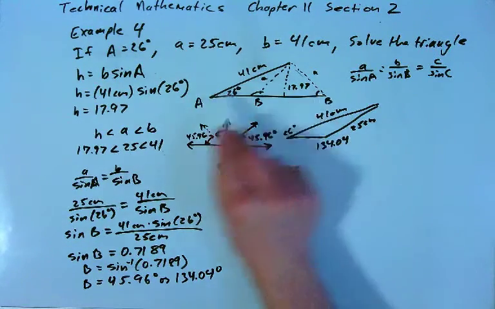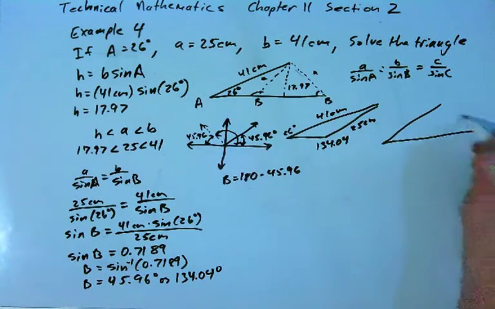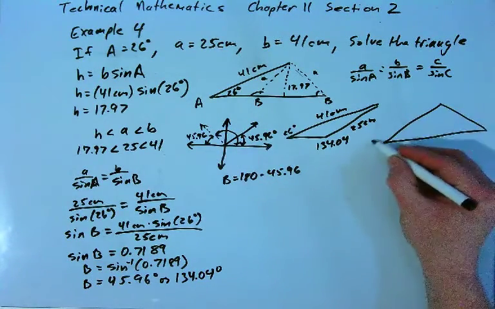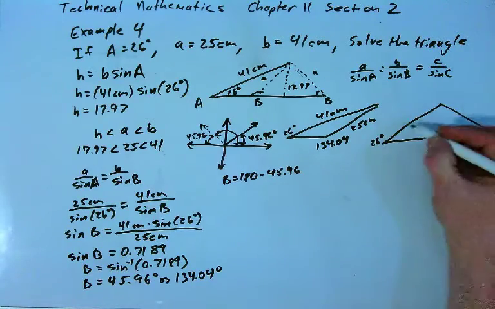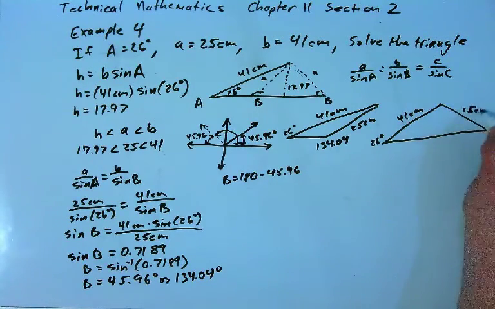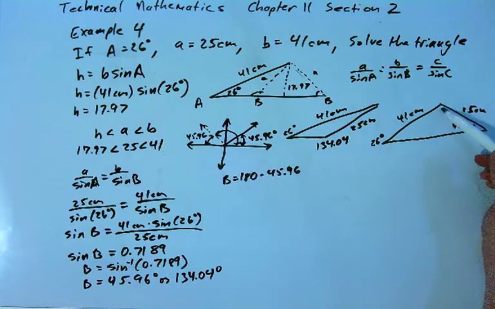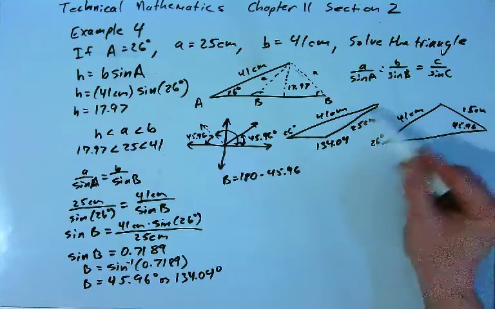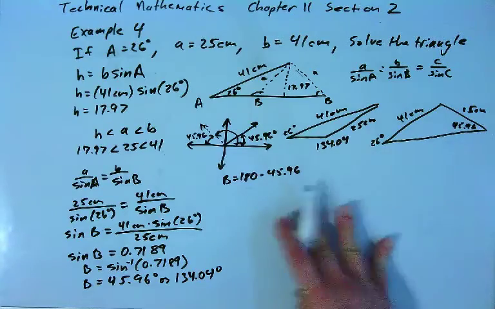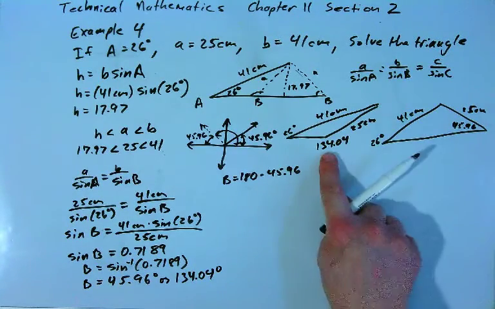The other possible solution is this bigger triangle, like this. And again, this is still the 26 degrees. This is still 41 centimeters. This is still 25 centimeters. But here we have an angle of 45.96. So there are two different possible solutions here. And again, I still haven't found angle C or side c in either one of these triangles. And so there are two different answers for angle C and side c as well.